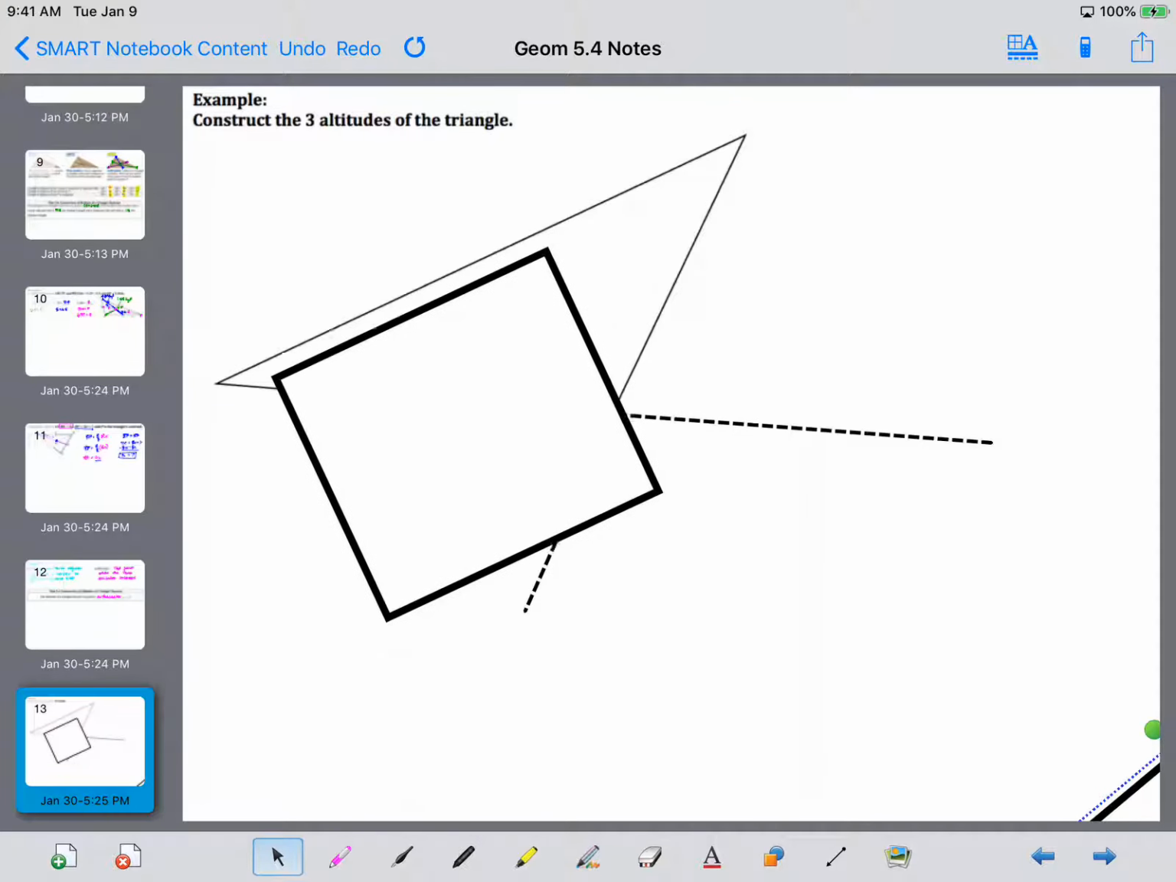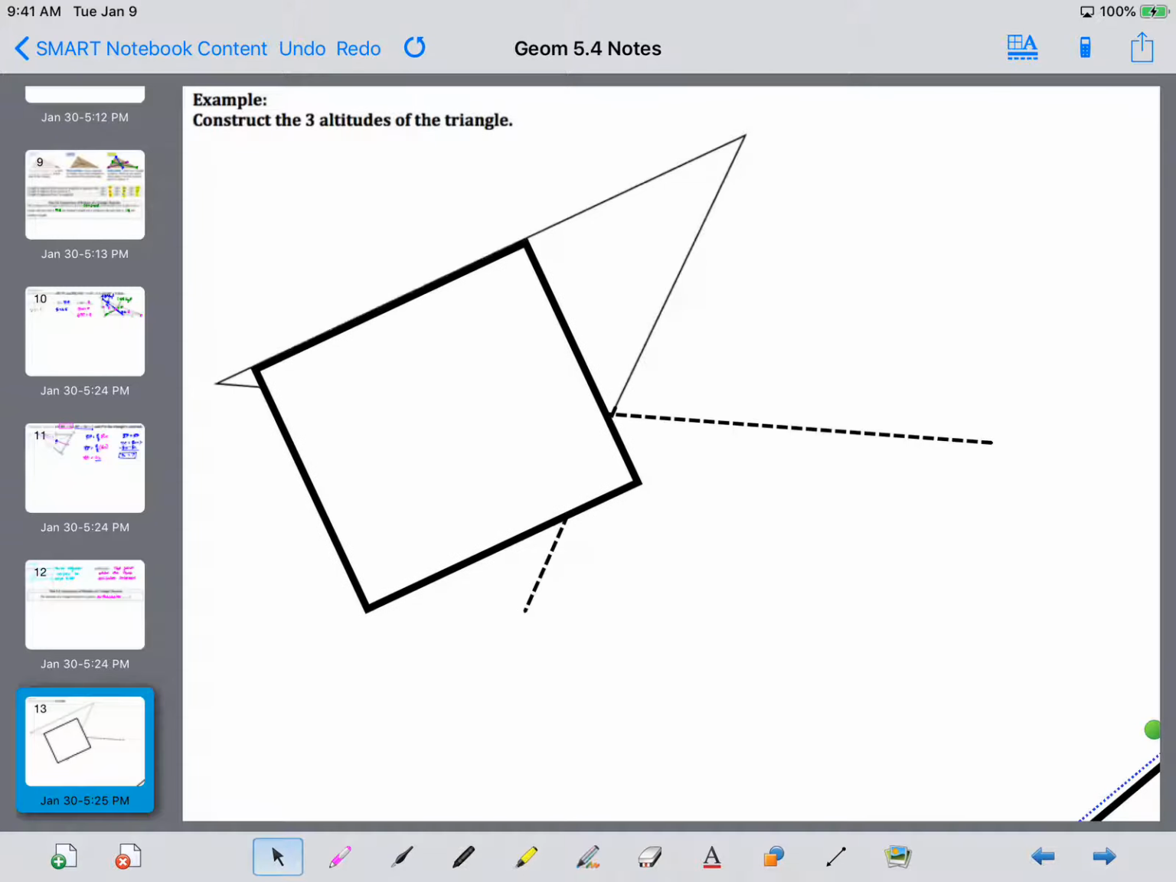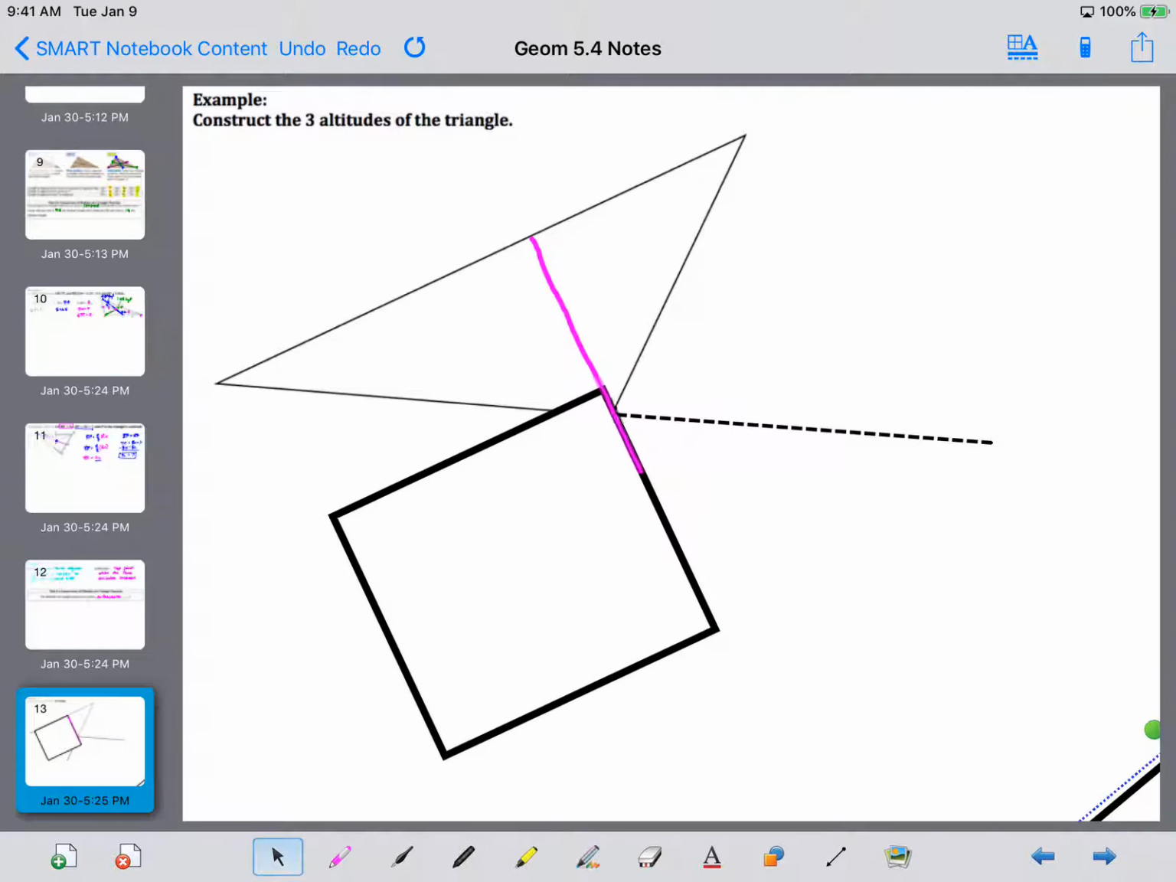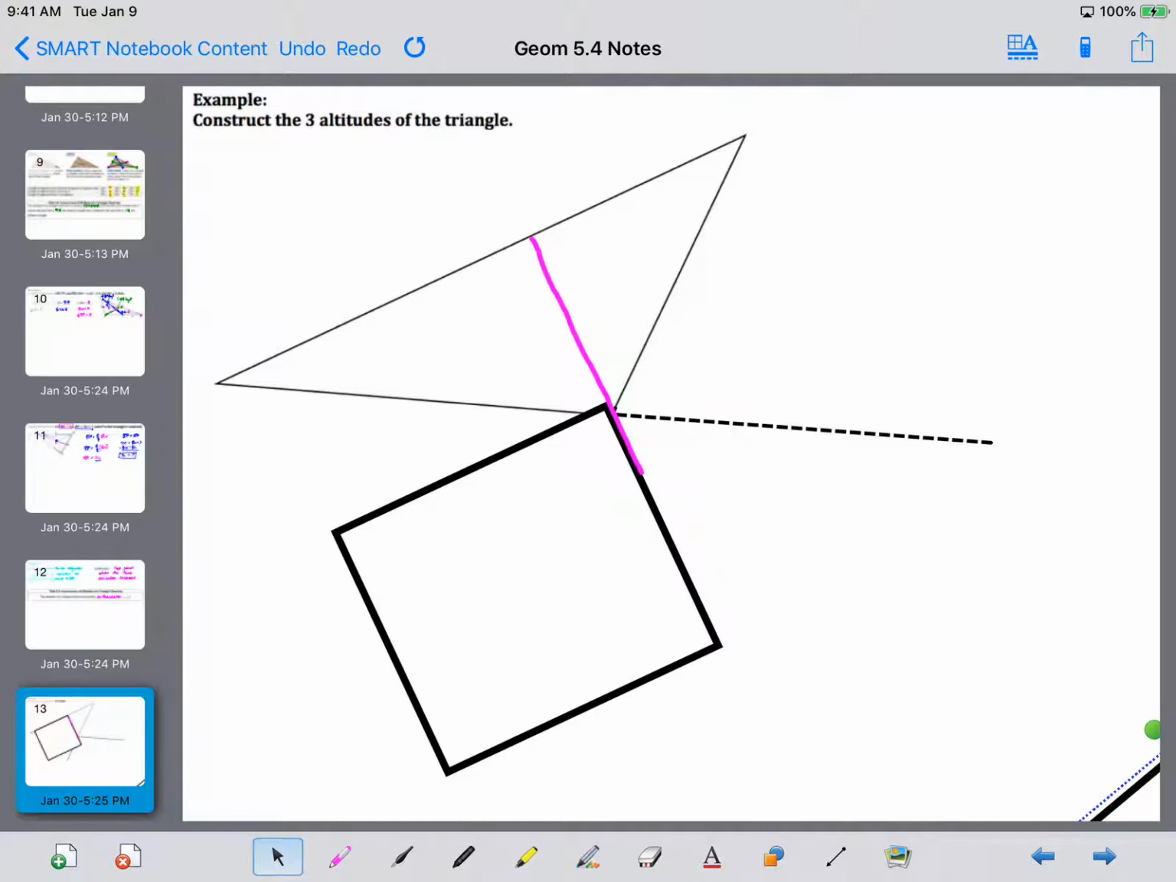Okay, so we've rotated it so it's flush with one side, and then we're going to draw a line from that side to the opposite vertex. So, there we go. This would be our first altitude, and make sure you extend that as far as you can, because it turns out that the orthocenter for an obtuse triangle is going to be outside of the triangle. So extend the line as much as you can.